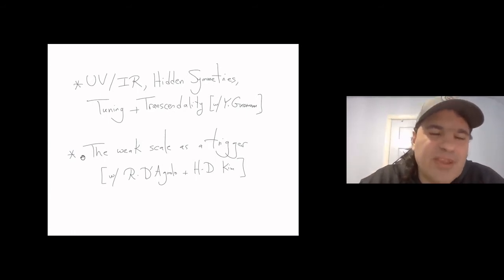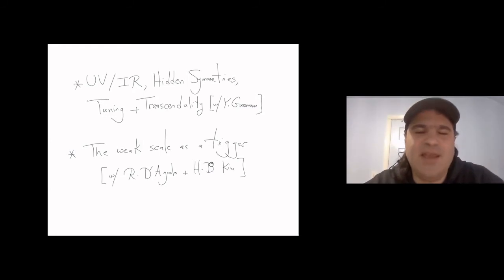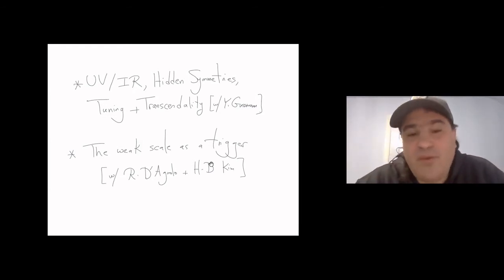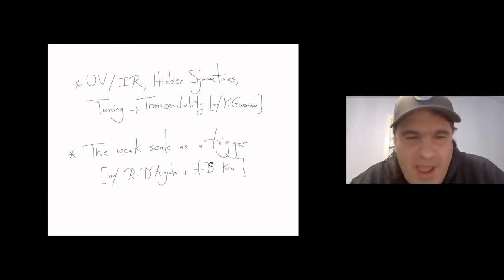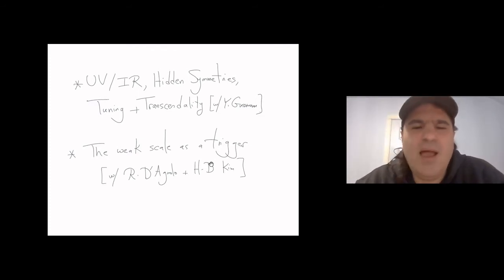And the second is a totally different set of ideas. It's just a concrete model with a different picture for solving the hierarchy problem, correlating it with the solution of the cosmological constant problem. So this goes by the name of the weak scale as a trigger. I'll explain what that means.